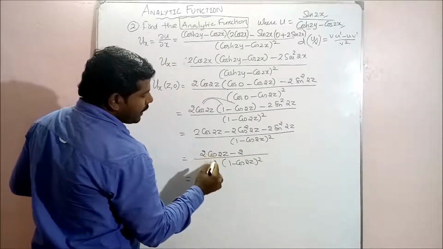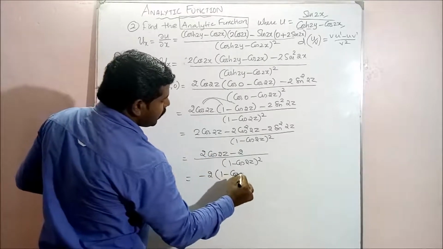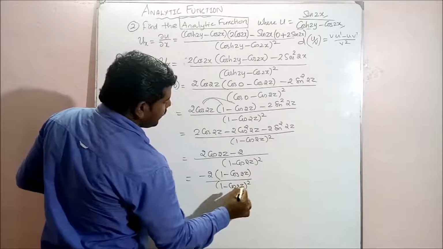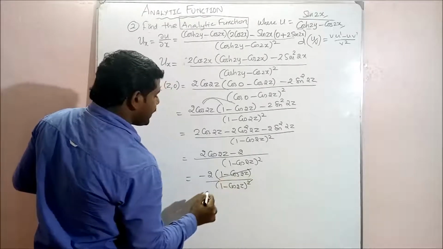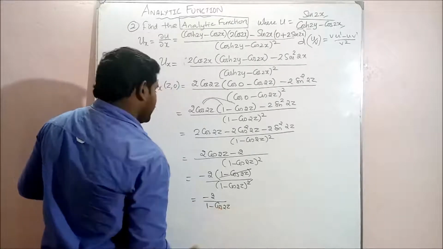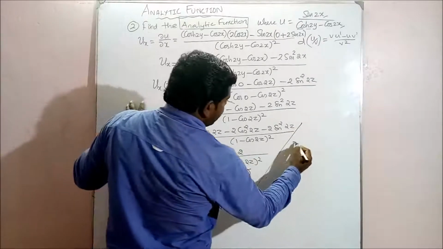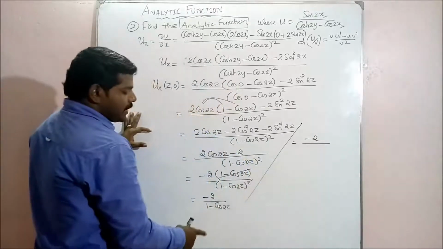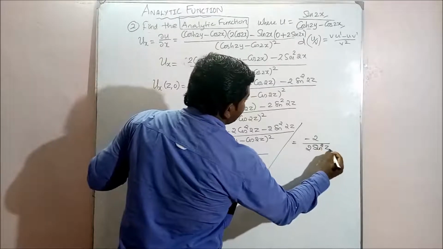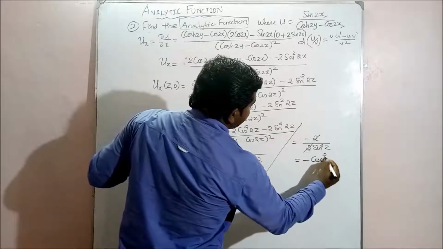So from the numerator, minus 2 should be taken out. Taking minus 2 common, we can write 1 minus cos 2z, and the denominator is 1 minus cos 2z the whole square, so we can cancel this term. So minus 2 divided by 1 minus cos 2z. For our convenience, 1 minus cos 2 theta can be written as 2 sin square theta, so here 2 sin square z. So cancel; sin square z in the denominator gives minus cosecant square z.